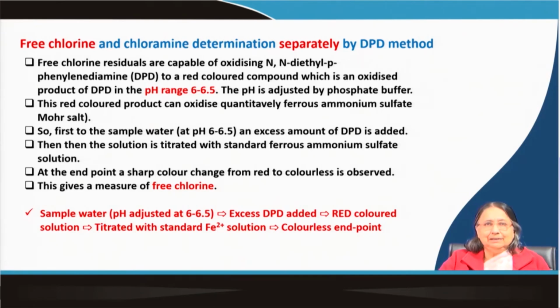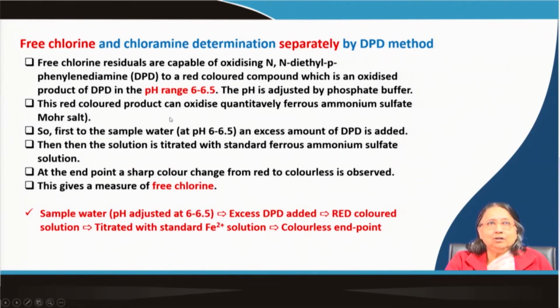Okay, clear? Now, the pH range should be 6 to 6.5. pH is adjusted by phosphate buffer. You know buffer. So, in my first module I had explained. So, pH is maintained by using this.